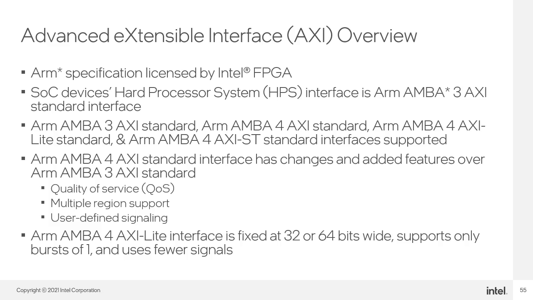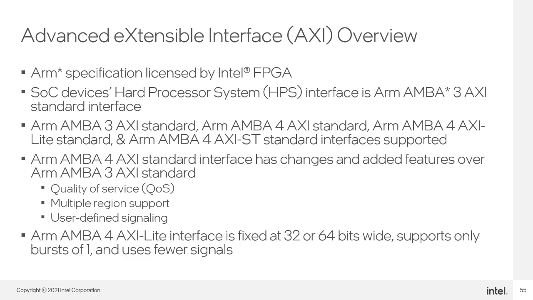To finish up this training, let's take a short look at the Arm AMBA AXI standard. The Advanced Extensible Interface, or AXI, is an interface standard licensed from Arm for use with Arm processors and related IP. Intel FPGA SoC devices feature a hard processor system, or HPS, that consists of a dual-core Arm Cortex-A9 processor or a quad-core Arm Cortex-A53 processor. The HPS uses the AMBA 3 AXI interconnect interface standard to communicate with components in the HPS as well as with components in the FPGA fabric.